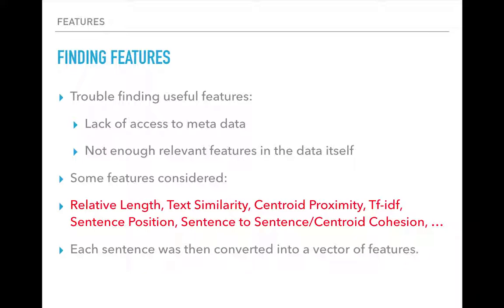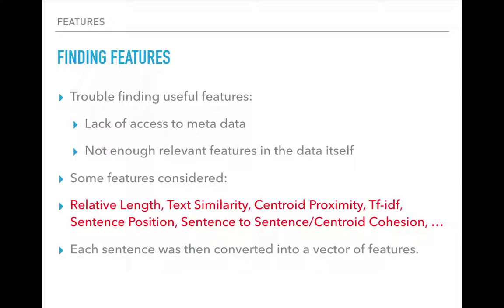Towards finding the features, we also had some trouble, since BC3 has metadata, but Timeline 17 has not, and metadata accounts for a large amount of the features that you find in text summarization literature for machine learning. So we didn't have access to this metadata since we couldn't find it across the board in our data, and we ended up not having enough, or what we considered to be enough, relevant features in the data itself.